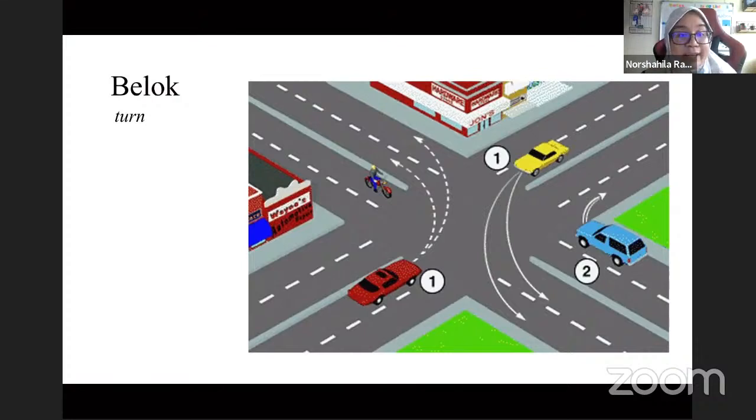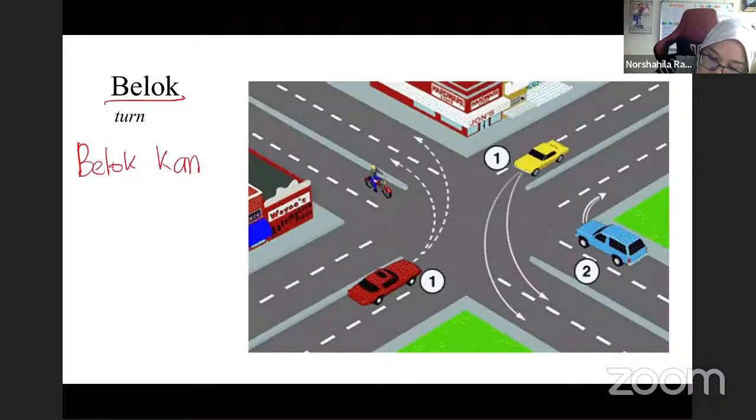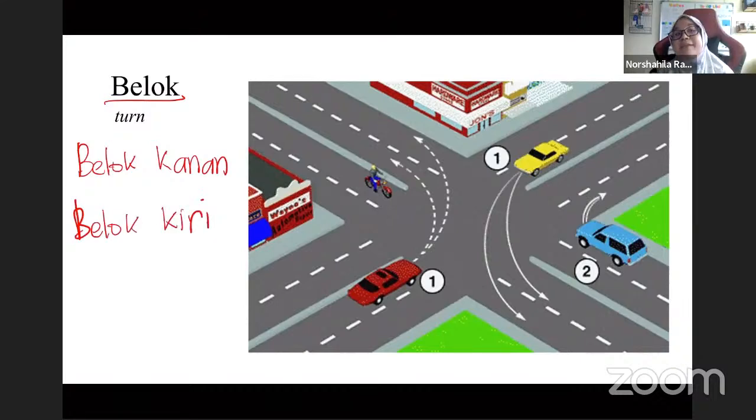Okay, then if the direction says you need to belok, you need to ask, belok where? Here, a turn, you don't know whether you need to turn left or turn right. So if you give direction, you need to make it specific, either turn left or turn right. Okay, when driving also, sometimes you say turn. So the driver doesn't know whether you need to turn left or turn right. So you need to say belok kanan or belok kiri.